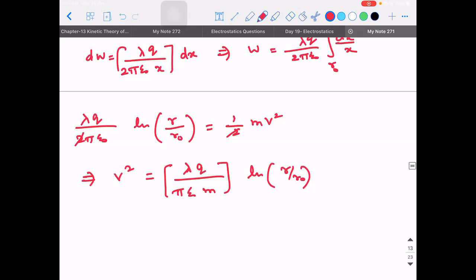Harini, you asked, no, they didn't give lambda. Still, our work is not to find the value of lambda because all are taken as proportional constant. So v is directly proportional to whom? Ln of r divided by r naught under a root, which is power half.